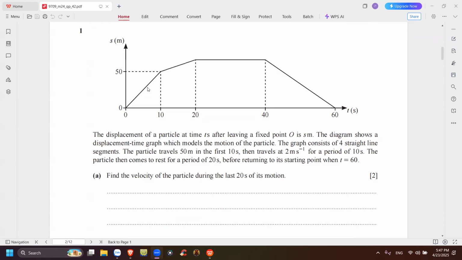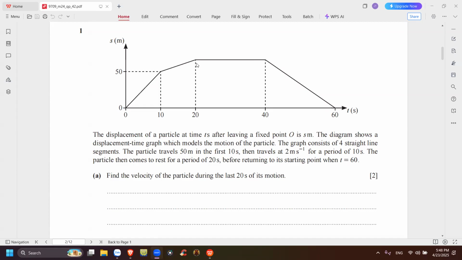You have the displacement of a particle at time t seconds after leaving a fixed point O is s meters. A diagram shows a displacement-time graph which models the motion of the particle. The graph consists of 4 straight line segments. The particle traveled 50 meters in the first 10 seconds, and then travels at 2 meters per second for a period. So you are given the velocity for the second one.